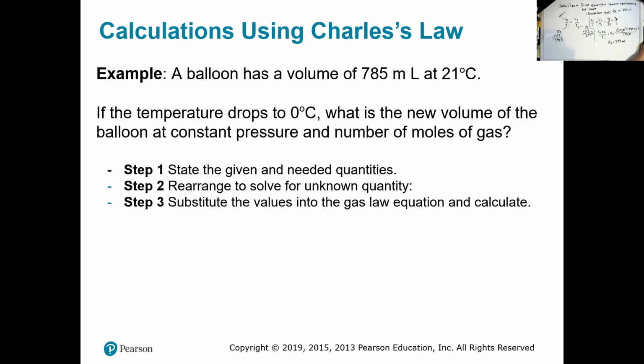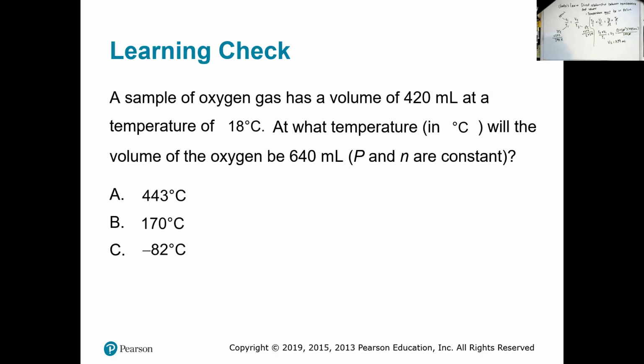Let's try one where we are going to find an unknown temperature instead. Okay, so here we have a sample of oxygen gas, has a volume of 420 milliliters at a temperature of 18 degrees Celsius. What temperature in Celsius will the volume be 640 milliliters, assuming pressure and moles of gas are constant?